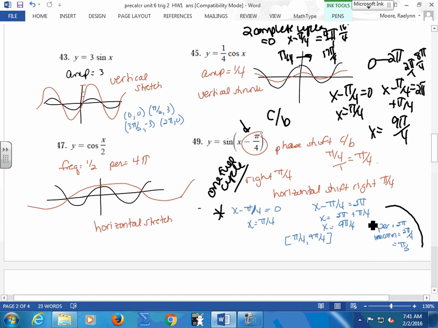Remember your increments. If I asked you to graph this, you need to know where your increments are. I need to know how many quadrants there were. This didn't change the frequency. The frequency was still 1 curve in 2 pi, even though I shifted it over. So every 90 degrees I hit a cycle change. The only difference is I'm going to start at pi over 4, and keep on adding 90 degrees to it.